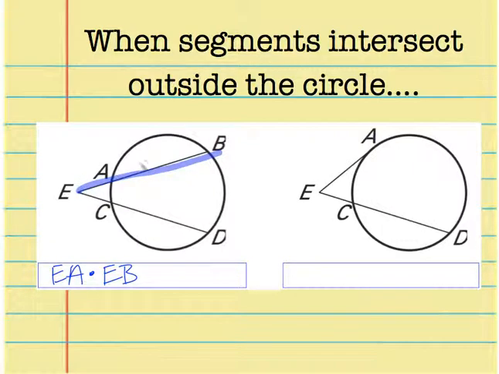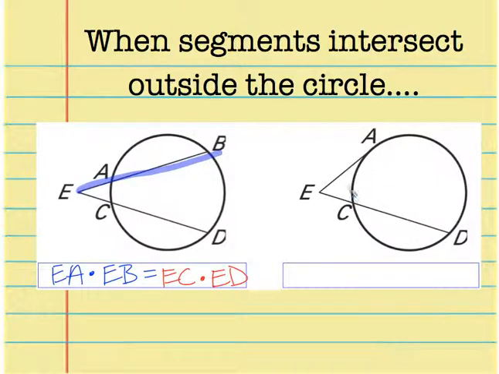A lot of people want to do part times part there, but you have to do just the part on the outside times the whole thing. And that should equal the other segment, which is EC for the outside part, and the whole thing is ED.